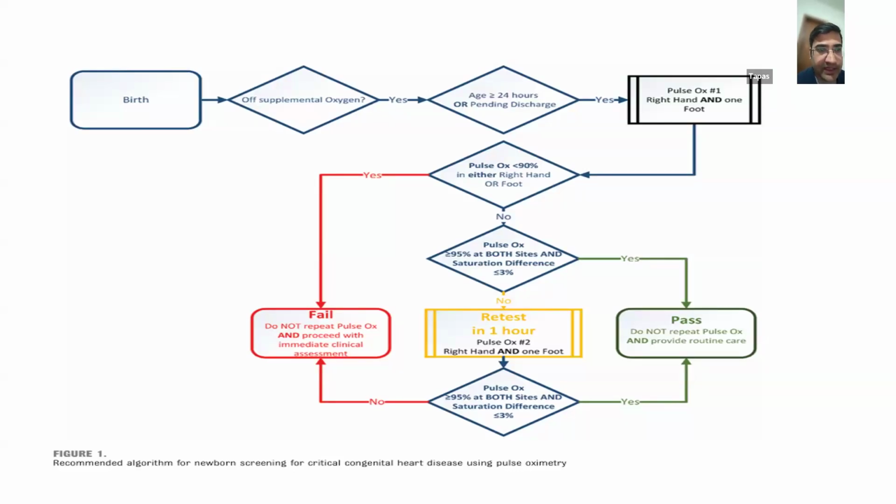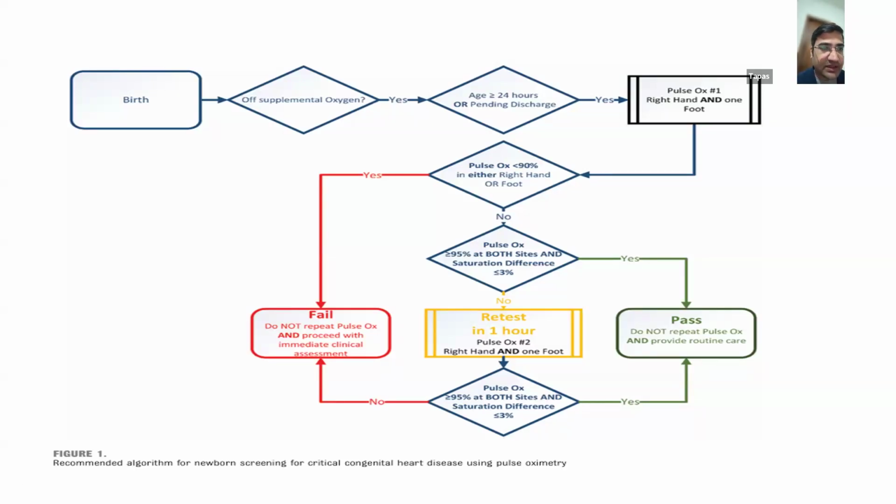However, if we find that the baby's saturation is between 90 to 95% in either the right hand or foot, or the difference is coming more than 4%, so an intermediate value between the fail and the pass, you perform a retest in 1 hour. Based upon the value of the retest, if the saturation in the right upper limb and the foot is crossing 95% and the difference is less than 3%, we call it a pass test. Or if it is not, then call it a failed test, and the baby will go for echocardiography to rule out critical congenital heart disease.